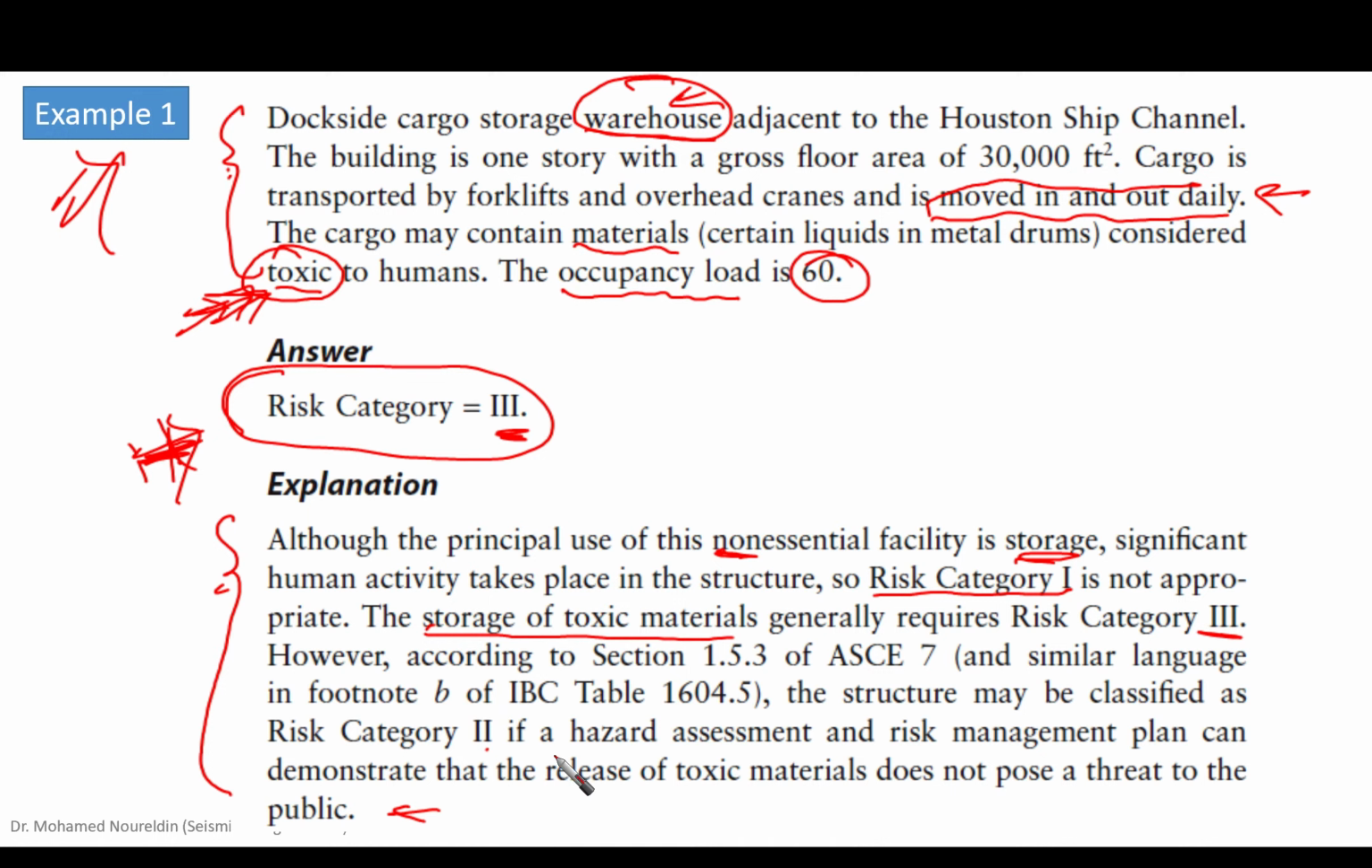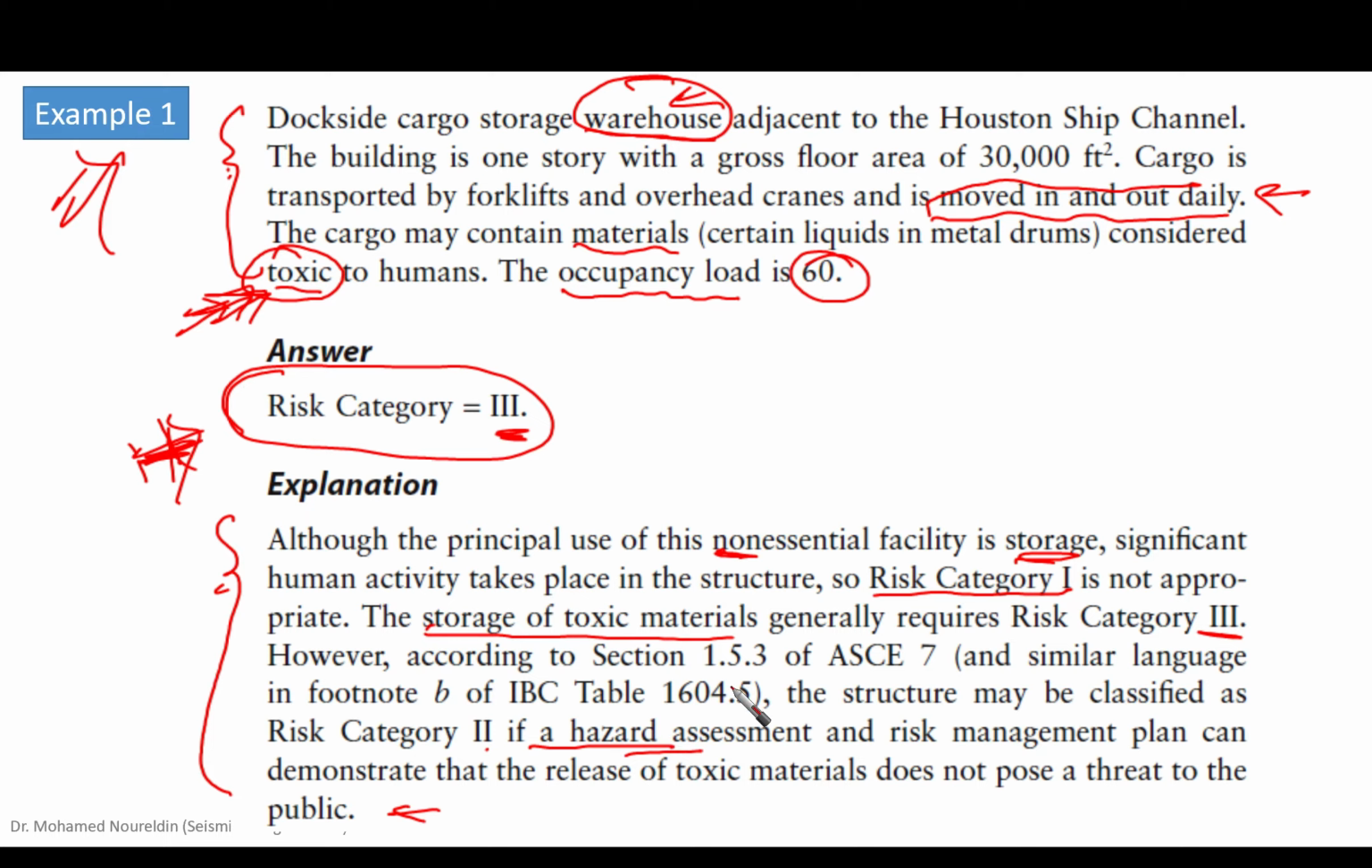The structure may be classified as risk category 2 if a hazard assessment and risk management plan can be demonstrated. Actually, we didn't mention any kind of hazard assessment and risk management plan here, right? It's only a dockside cargo storage. I don't think they are mentioning it, actually, there is no hazard assessment here.